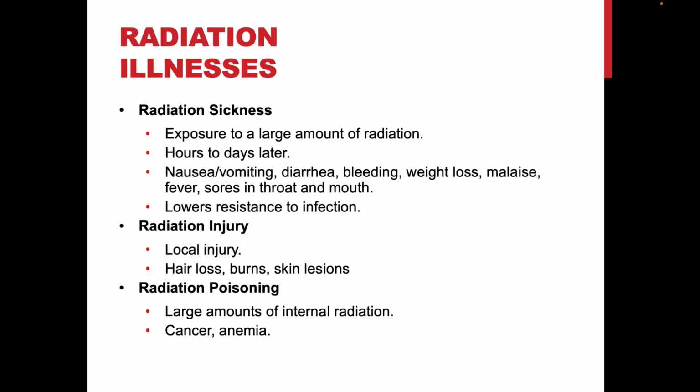Radiation injury, on the other hand, is a fairly localized injury, which causes hair loss, burns, and skin lesions. We typically will see this after somebody has inappropriately handled a radioactive source, such as used for X-rays of commercial welds in buildings, etc. Radiation poisoning occurs when there's large amounts of internal radiation, and this typically will cause cancer and anemia.